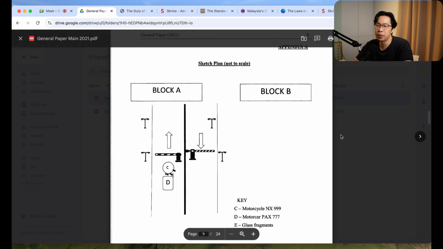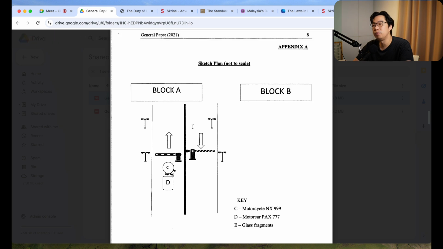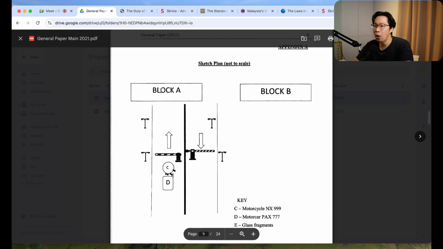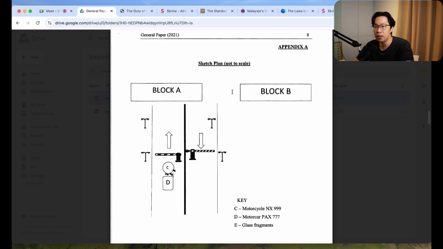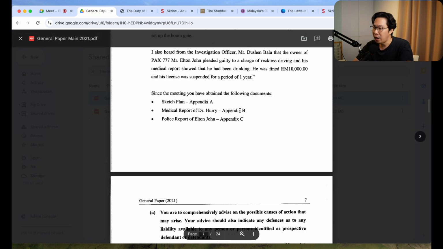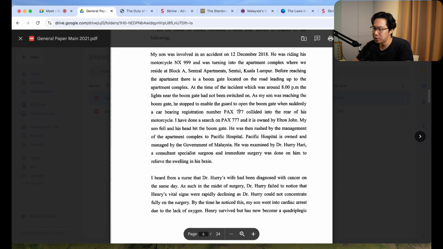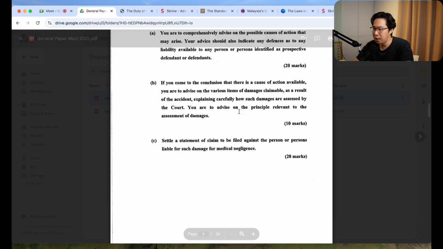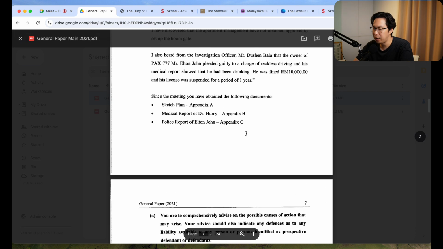Why do you have all these pictures? The pictures tell the story so that it helps the investigation officer when investigating. Not only that, those pictures are also a bahan bukti, evidence to be tendered in the court. Okay, so from here you have questions, and then you see the appendix. They will say the appendix here. Okay, sketch plan, all these things.